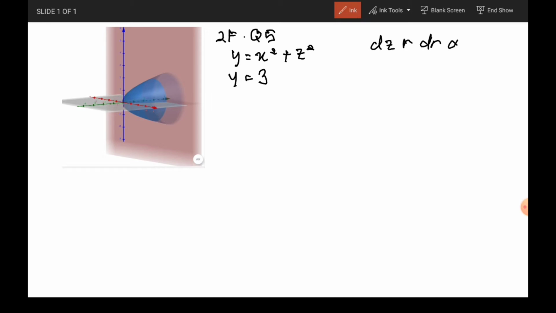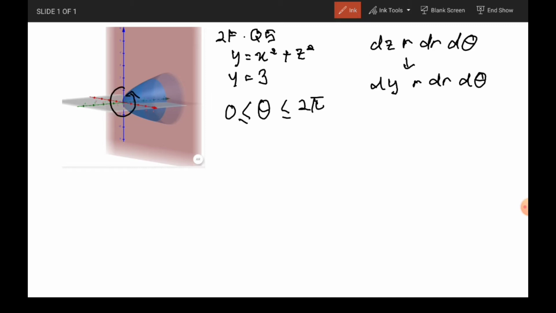Before this, we usually used cylindrical coordinates dz r dr d theta. For this object, we can change to dy r dr d theta, because the paraboloid is along the y-axis, so we can change to dy. To find theta, it is similar: 0 until 2 pi. The theta is around the axis, so this is the theta.